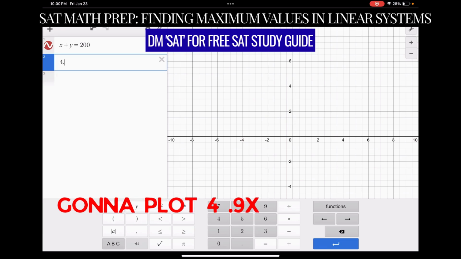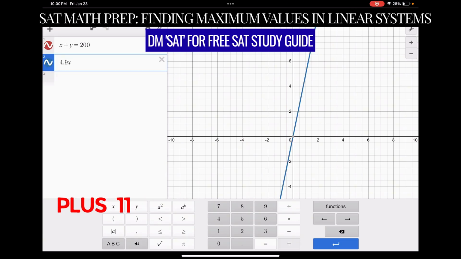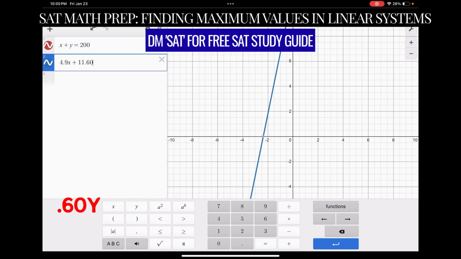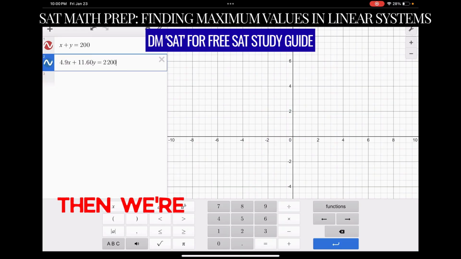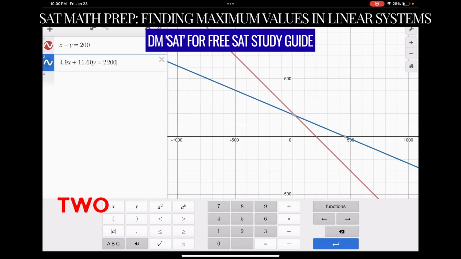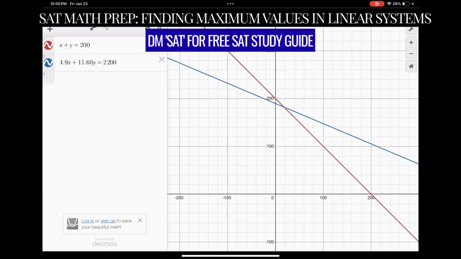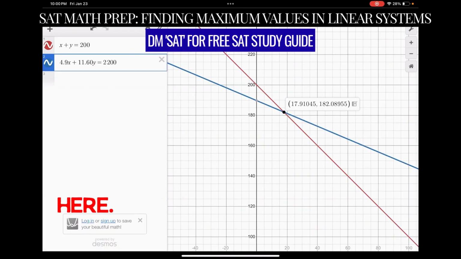Then I'm going to plot 4.9x plus 11.60y equals 2,200. Then we're going to zoom out and see where those two lines intersect. So they intersect right here. So the X, that's the small candles, that's basically 18. And the large candles, that's 182.